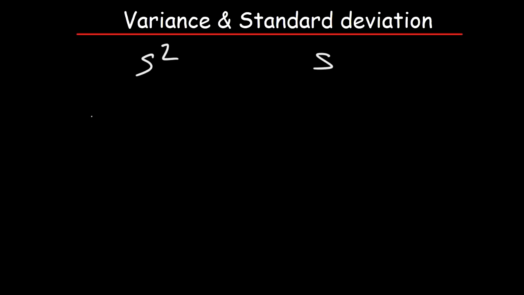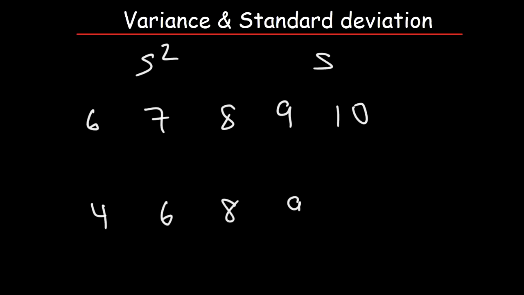Let's say we have the first list of numbers, 6, 7, 8, 9, 10. Let's compare it to another list of numbers, 4, 6, 8, 10, and 12. So which list has a higher standard deviation? Is it the first one on the top or the second one on the bottom? It's going to be the second one.